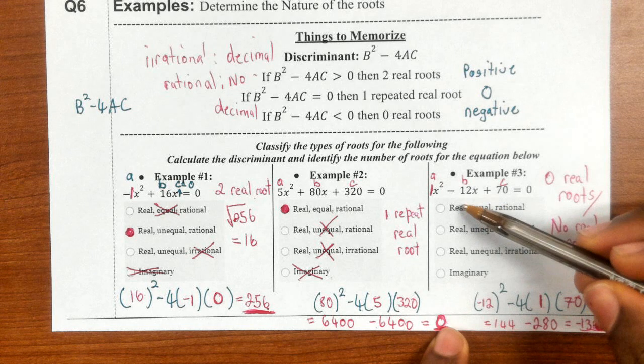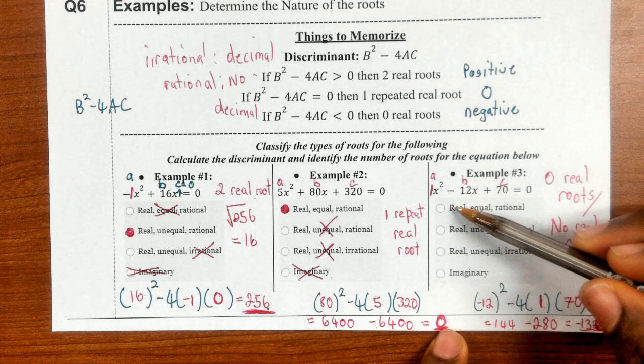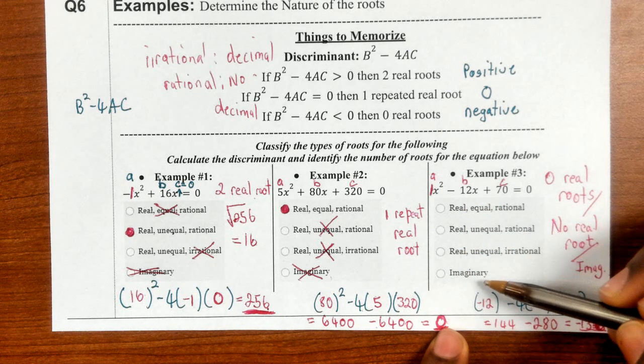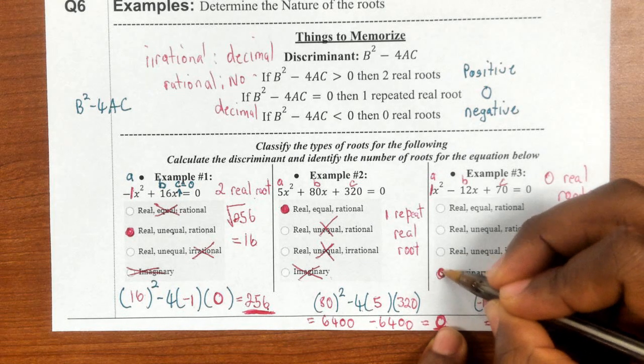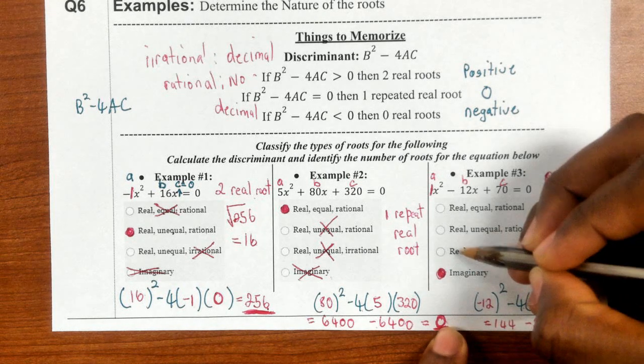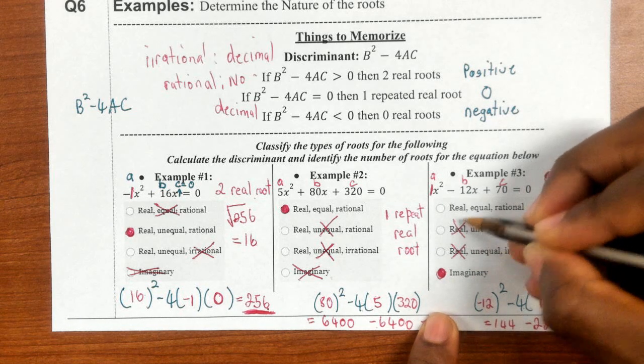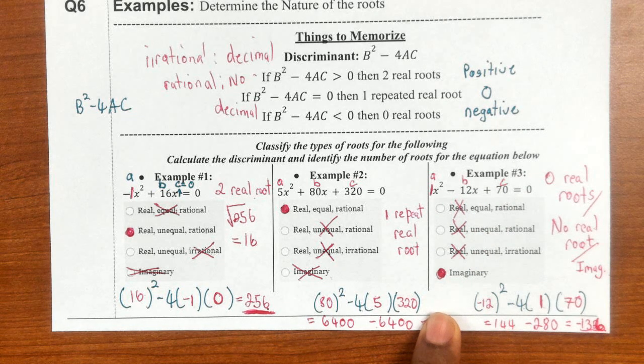So let's answer these questions. First, you're going to decipher, is it real or is it imaginary? It's imaginary. So this would be my answer, all right? All of these are wrong because it says it's real, all right? And that is it.